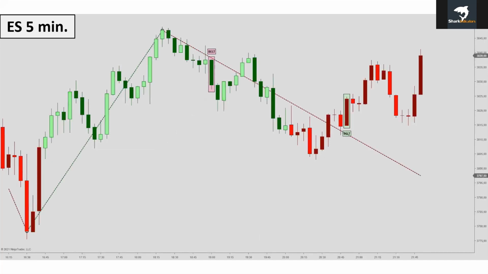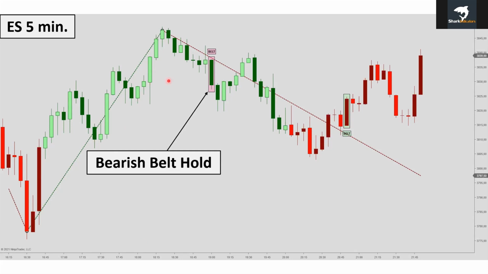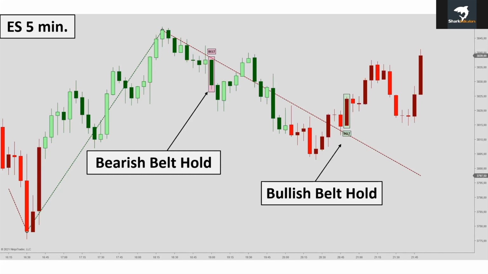And apart from the candle definition itself, another important question is, of course, to consider the setups with or against the trend. So a belt hold pattern can be a continuation pattern. It can also be a reversal pattern. In this scenario, we see a bearish belt hold going against this uptrend, and a bullish belt hold plotting against a downtrend. So these are both belt hold reversal patterns.